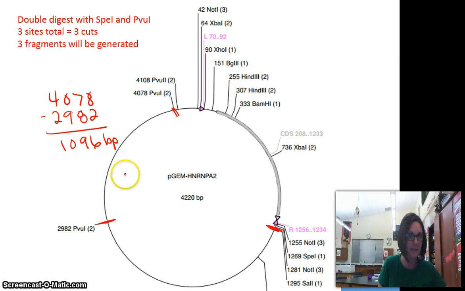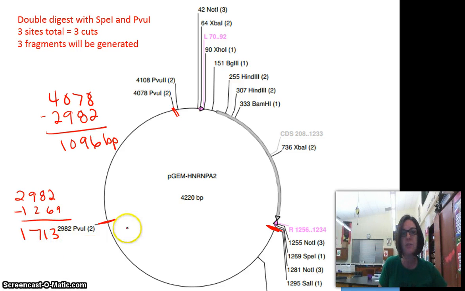The next easiest one to figure out is between the SpeI site and the first PvuI site. The first PvuI site is at 2,982. The SpeI site is at 1,269. So if we subtract those 2, we will get the distance between the 2 sites. When you subtract that, you get 1,713. So that means when we run it on a gel, this fragment would run farther behind the one between the 2 PvuI sites.